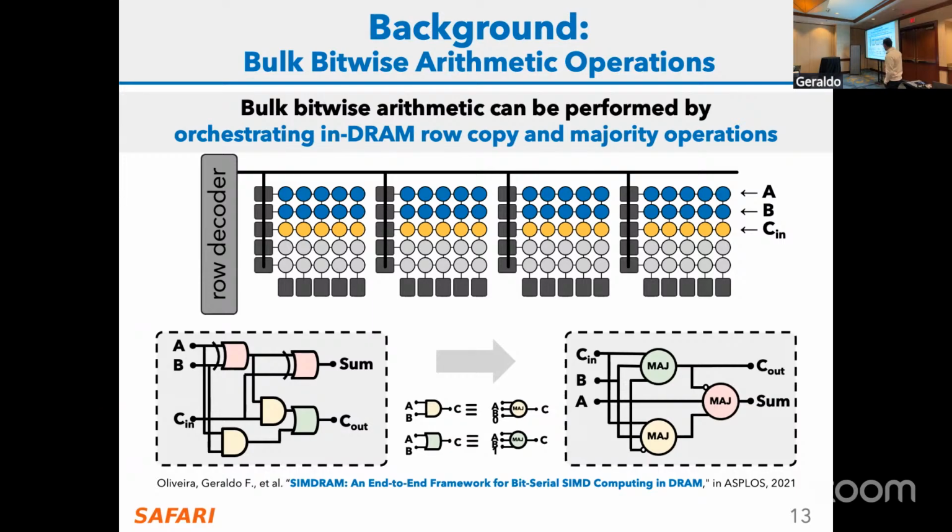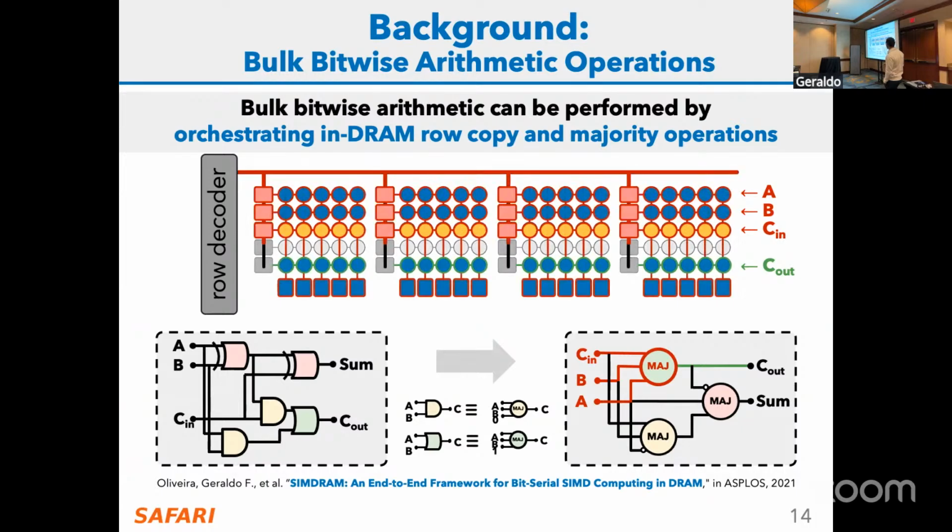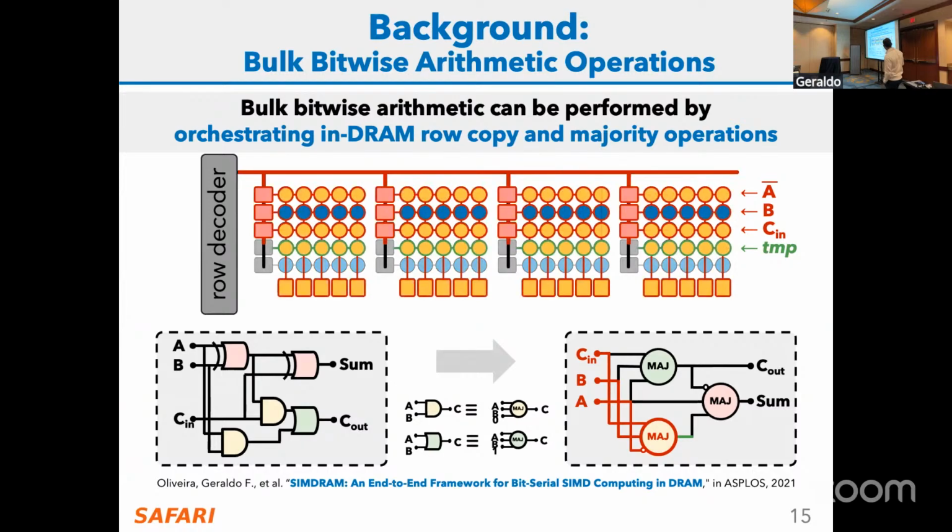So here I'm going to guide through the example. Basically, we activate the first majority node, which involves rows A, B, and carry in. When you do the triple row activation, you're going to have carry out, which is going to be the majority of blue, blue, and yellow, which is again blue. Then we move to the next gate, which does activation of A, B, and carry in again, but this time row A is negated. And so we are going to have the majority of yellow, blue, and yellow, which is going to be yellow, stored in the temporary row.